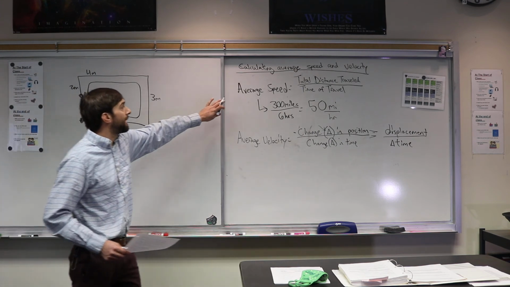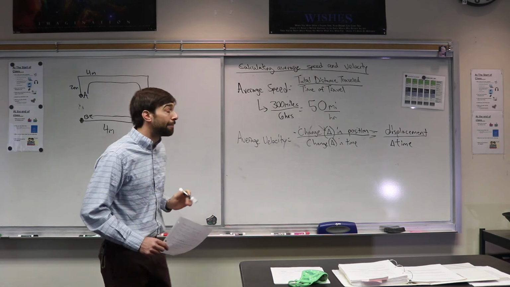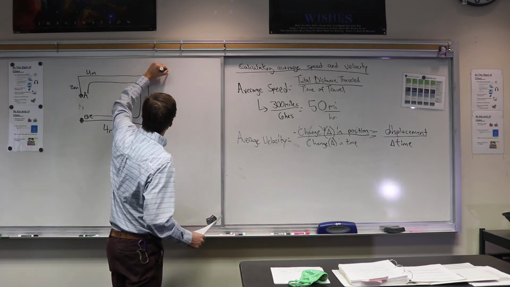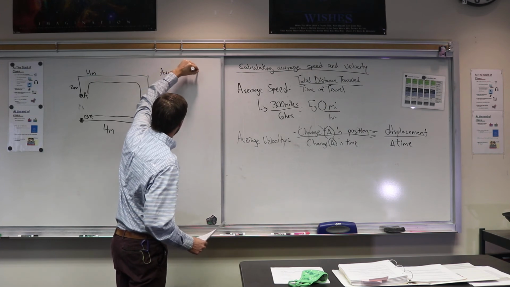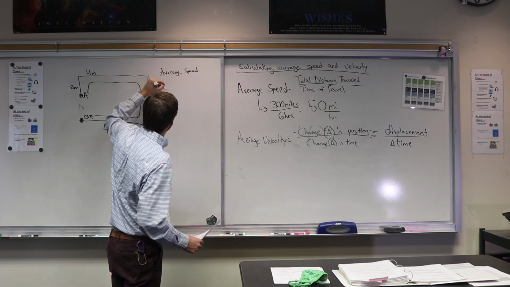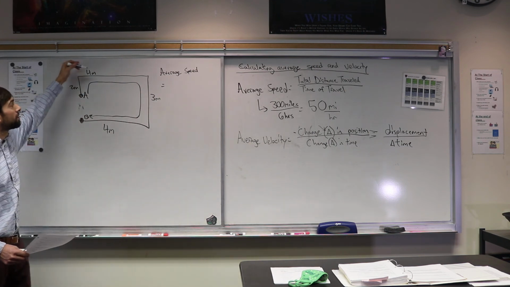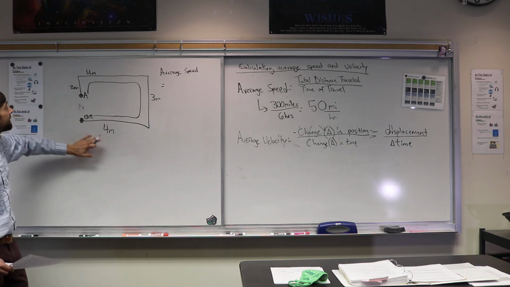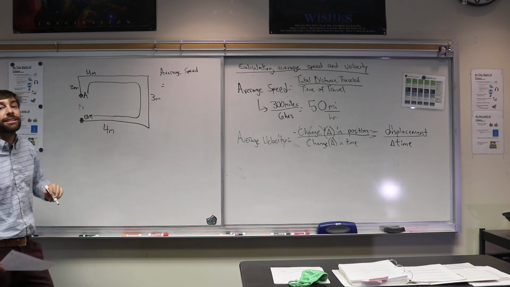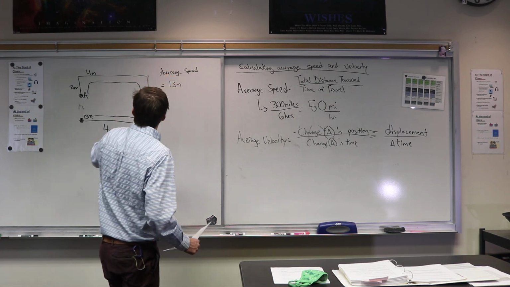So average speed, remember, is our total distance traveled divided by our time of travel. So average speed is equal to distance. So we have 2 meters plus 4 meters plus 3 meters. 4 and 3 is 7 plus 2 is 9 plus another 4. That is 13 meters. Oh, and I forgot.